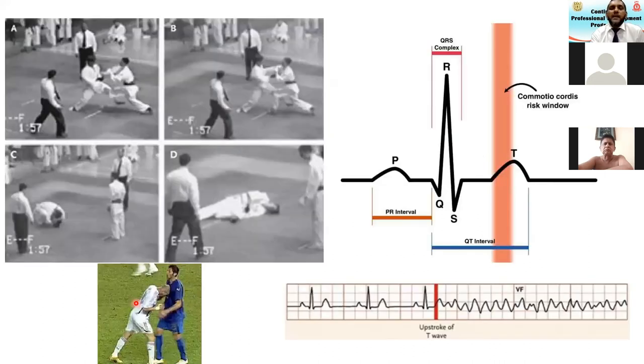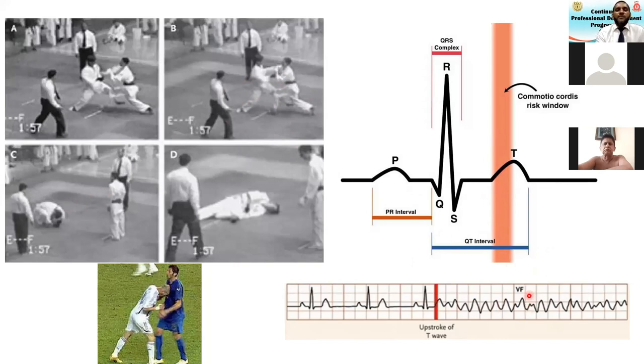If you look at the pictures here, this is martial art. Unfortunately, I couldn't play the video clip. It's a martial art where the athlete takes a shot to the chest, and within minutes he collapses. The time during the QT interval, in repolarization, is the particular vulnerable commotio cordis risk window. So if you get a blow at this particular point, and if you are vulnerable, there's a chance that from normal rhythm you go into VF and then arrest.